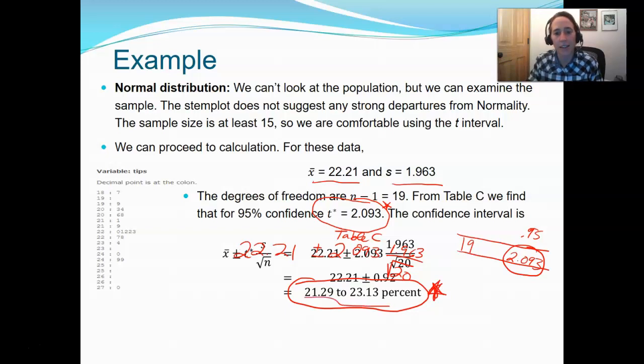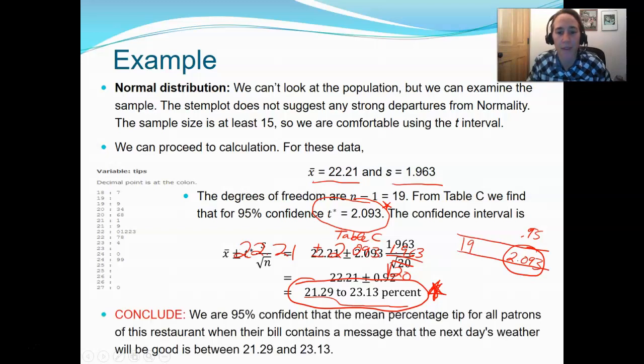Is that a pretty good tip? Is that higher than normal, would you say? 20% is pretty average for tipping. Okay, we are 95% confident that the mean percentage tip for all patrons of this restaurant when their bill contains a good message that the weather is going to be nice is between 21.29 and 23.13.